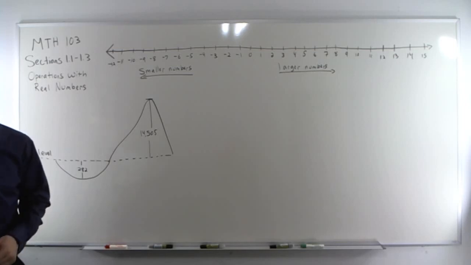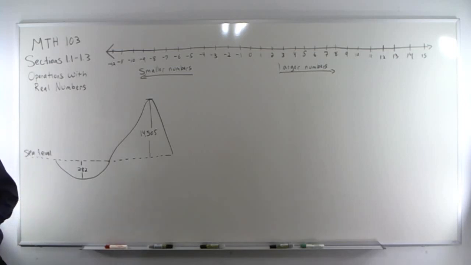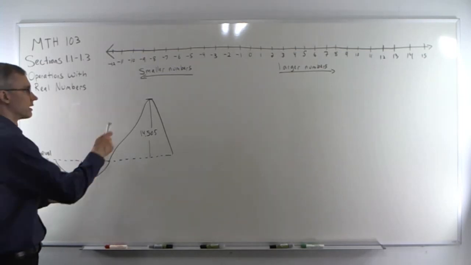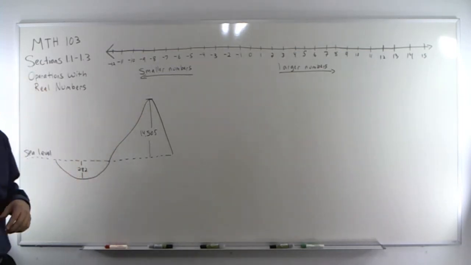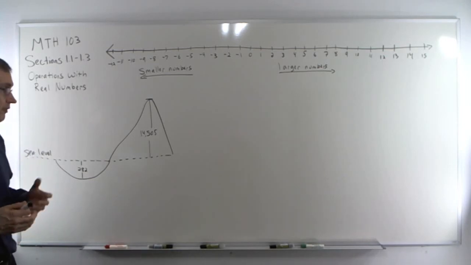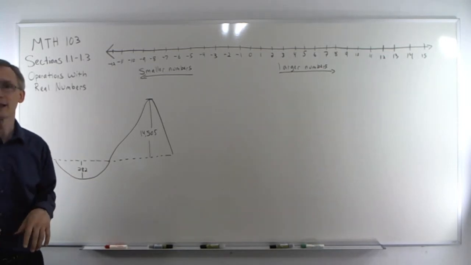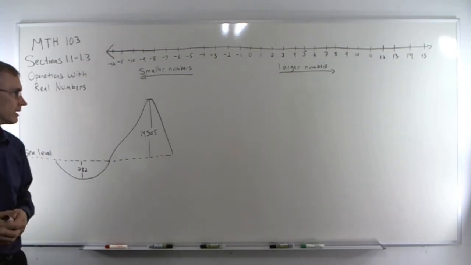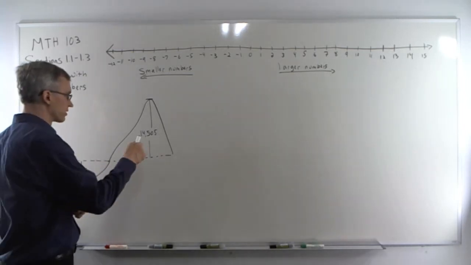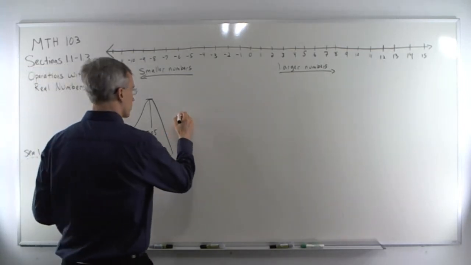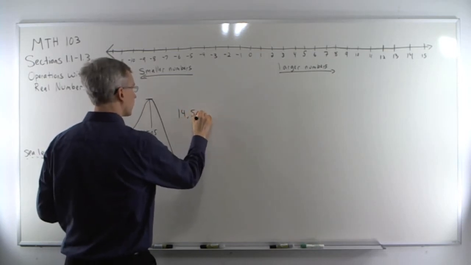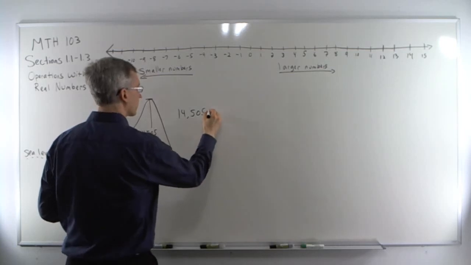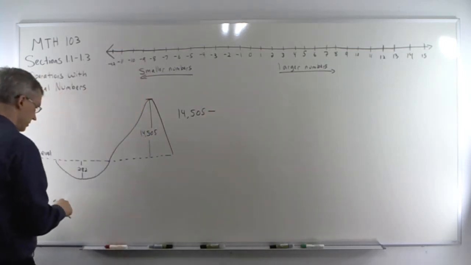So what's the difference in elevation between the peak of Mount Whitney and the depths of the Badwater Basin? So to find difference indicates that we need to subtract. So we're going to subtract these two elevations. So we'll start with the highest elevation. We got 14,505. And we can subtract.